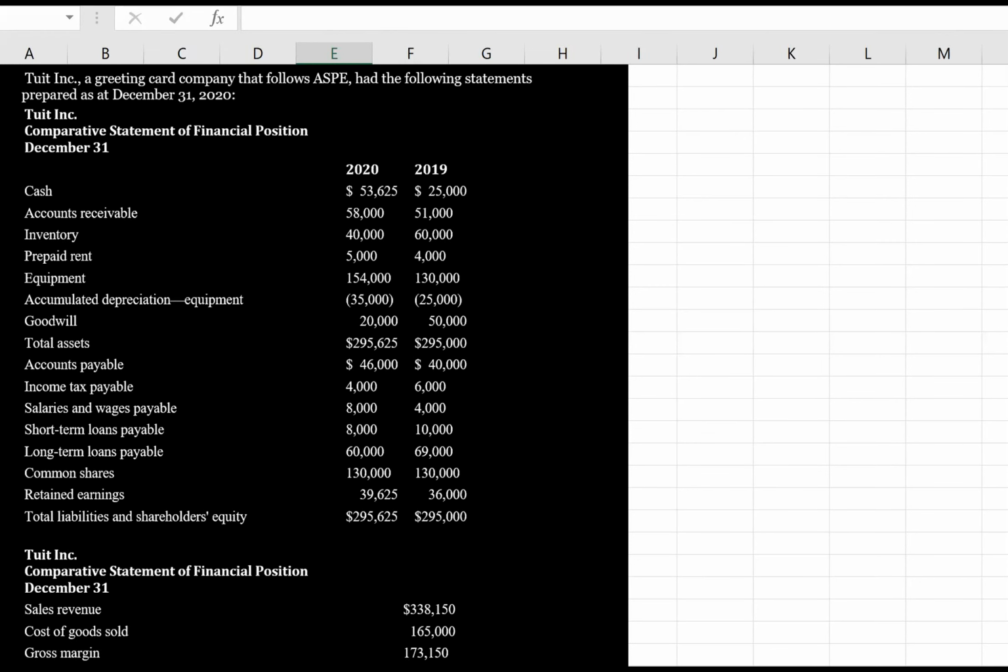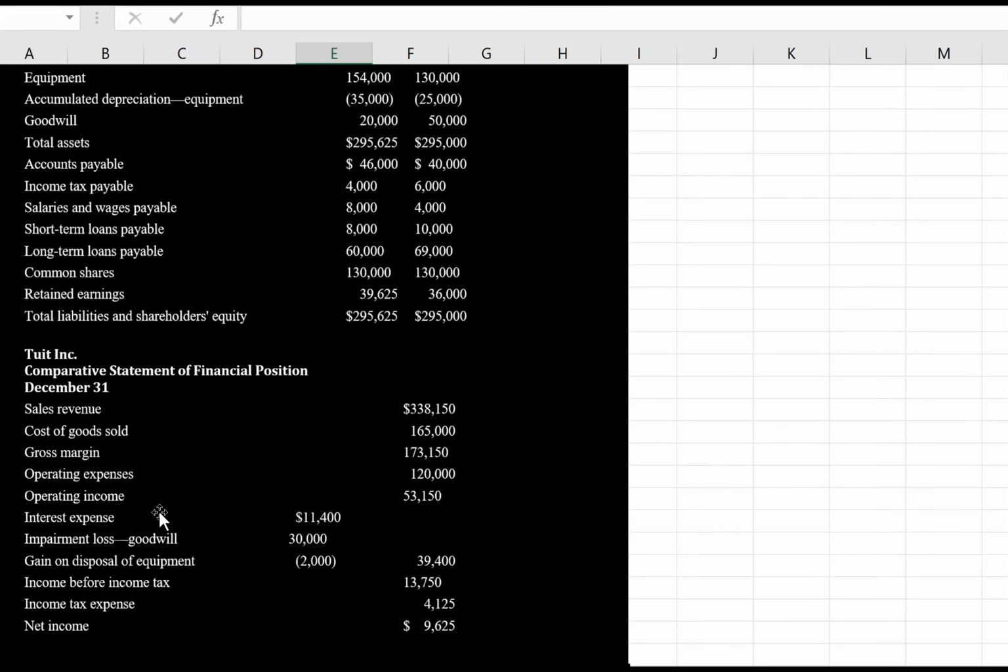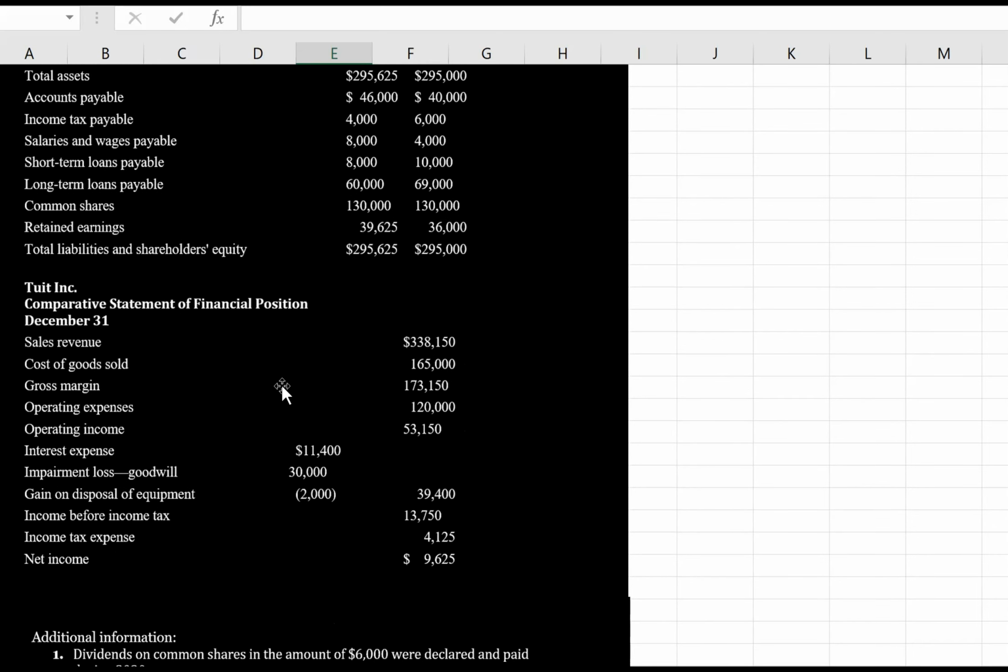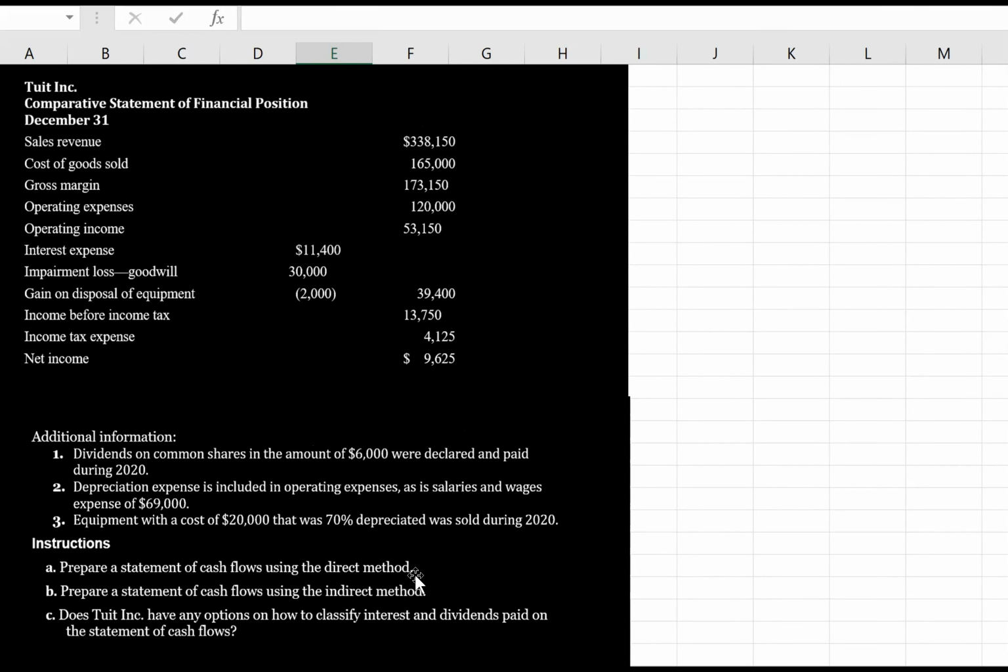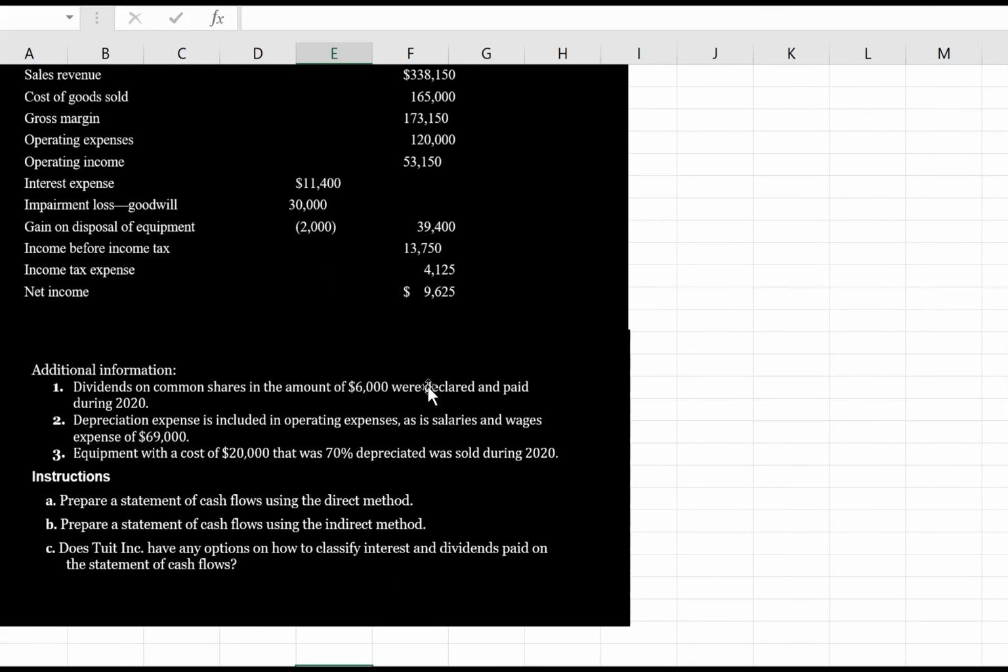Jewett Inc., a greeting card company that follows ASPE, had the following statements prepared as at December 31st, 2020. And we're given the comparative statement of financial position, and we're given the comparative income statement here. It's labeled the statement of financial position, but this is the income statement. And then we're given some additional information.